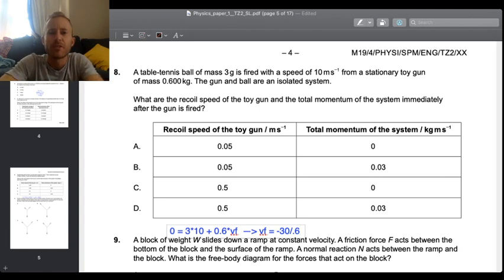Oh, you know where I messed up? See how that says 3 grams and this says 0.6 kilograms? So I gotta retype this out. So 3 grams would be 0.003 and 0.6 kilograms would be 0.6. So what we'll have is 0.03 divided by 0.6. So that would be 0.05, which is A.